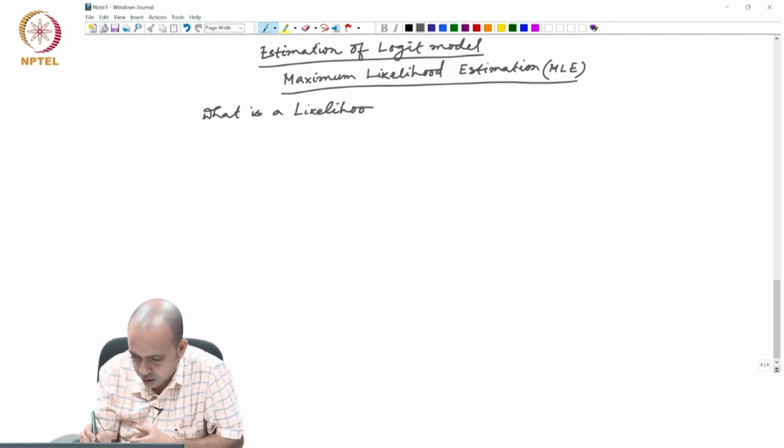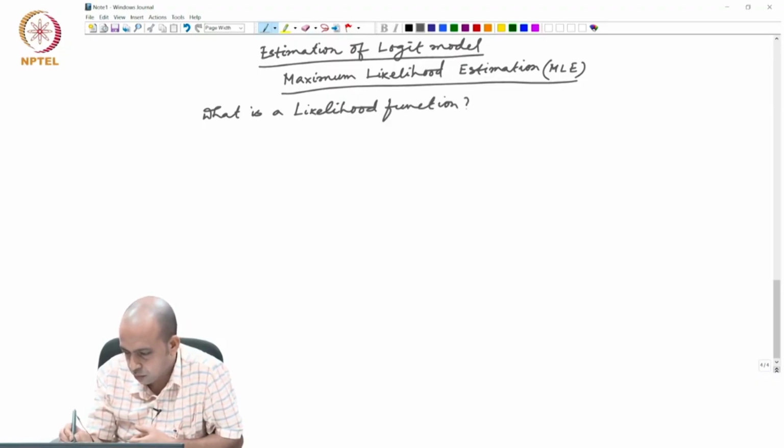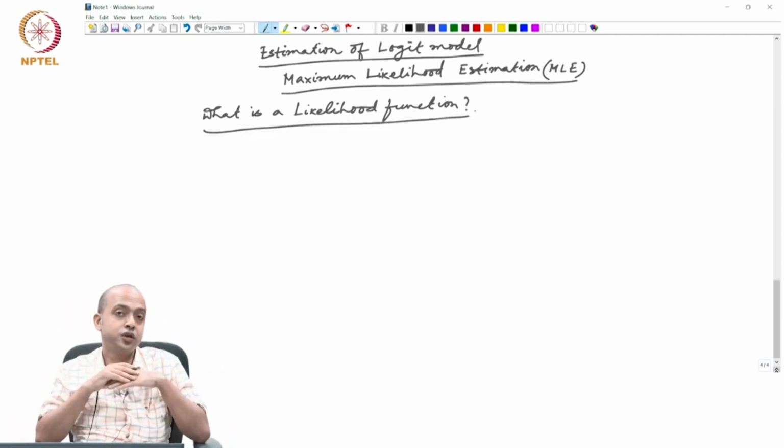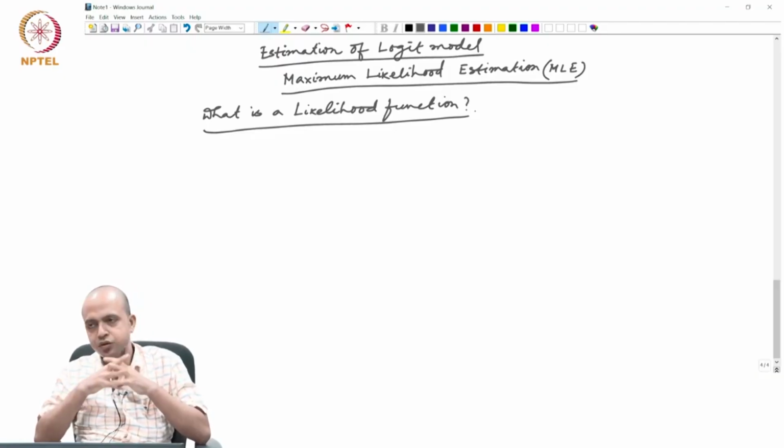What is a likelihood function? This is very important, likelihood function. Can you think of what is a likelihood function? The concept of likelihood function is actually closely related with probability distribution or probability density function.